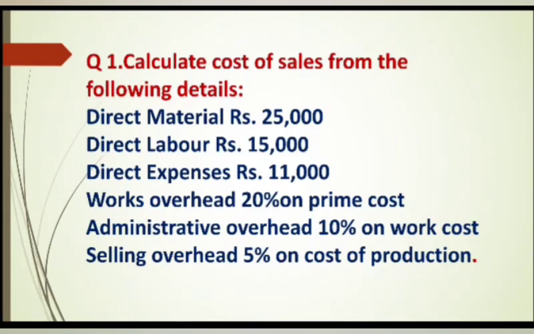For understanding better, I have given one illustration sum. Calculate cost of sales from the following details. Direct material rupees 25,000, direct labor rupees 15,000, direct expenses rupees 11,000, works overhead 20% on prime cost, administrative overhead 10% on work cost, selling overhead 5% on cost of production. Here opening stock of raw materials and closing stock of raw materials is not mentioned. So we can calculate the prime cost directly. Let's see.